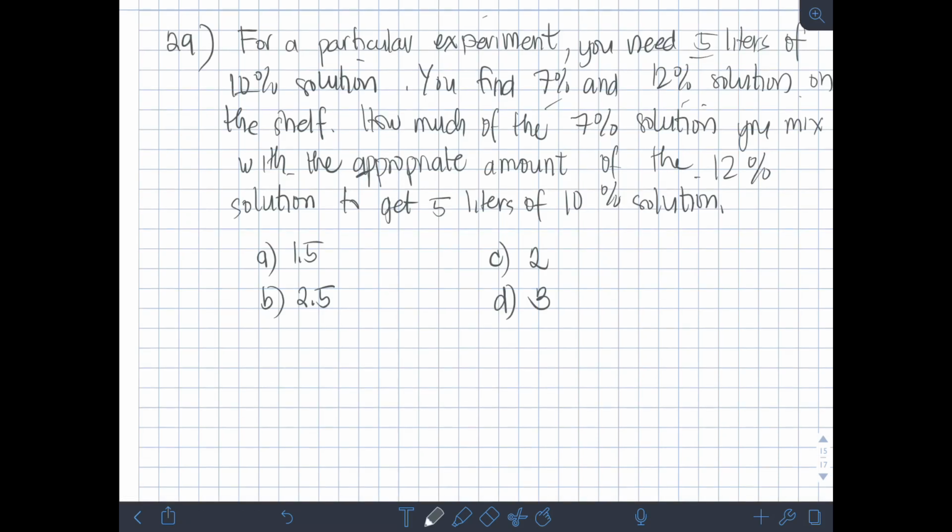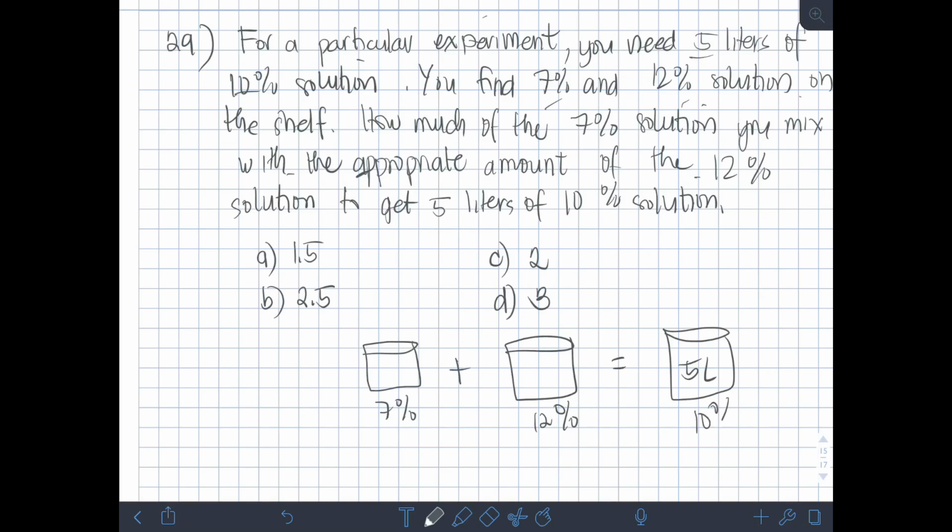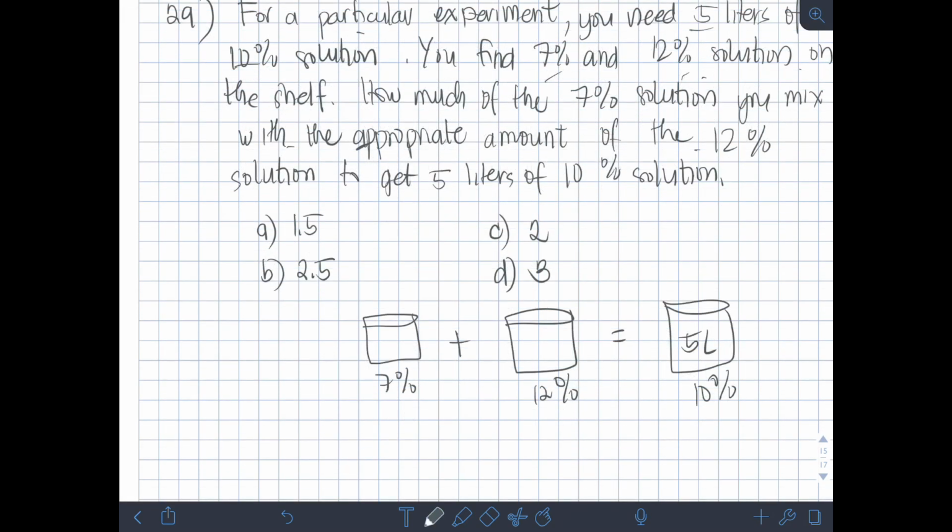So, we have, let's say, a solution that is 7% plus a solution that is 12% equals 5 liters of solution that is 10%. Okay, so kung ile-let x natin yung liters of solution para dito sa 7%, therefore, ano yung magiging representation natin para sa volume or amount ng 12% solution?